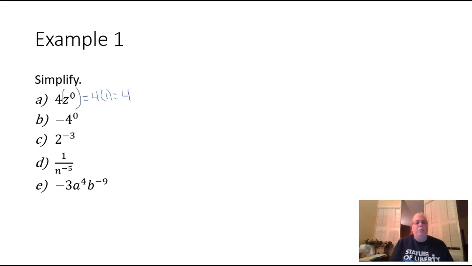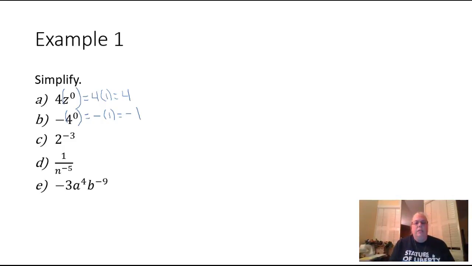All right, for B, same rule applies. The 0 applies only to the base that's directly in front of it, and that is just the 4. The negative is not actually included in that. If it were, we'd have parentheses around the negative and the 4, showing that the 0 should be applied to the negative as well. So what I have here is negative, or the opposite, and then 4 to the 0 power is 1, so our answer here is going to be -1.